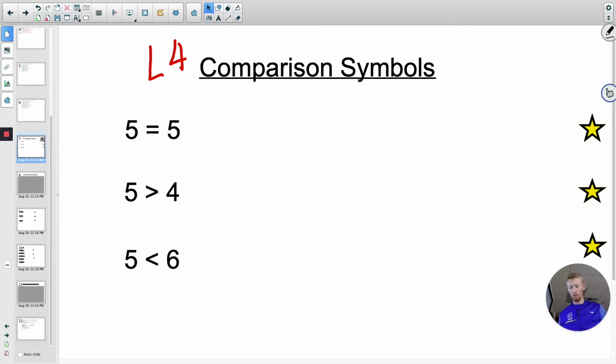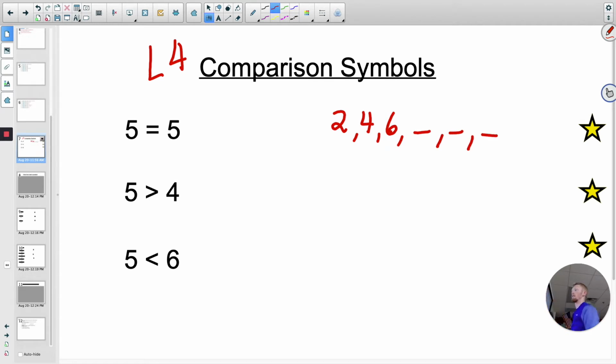So lesson 1 was about series. Maybe there's nothing you really need to write down there, or maybe you just want to write down one example of what a series is, like 2, 4, 6, blank, blank, and how it's adding by 2 each time. All right, that was lesson 1.